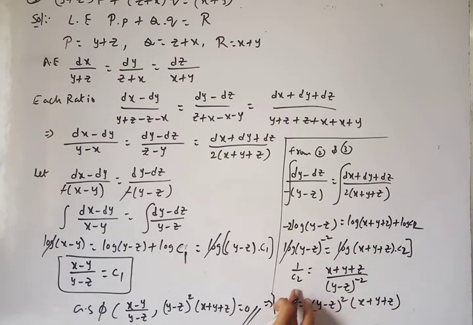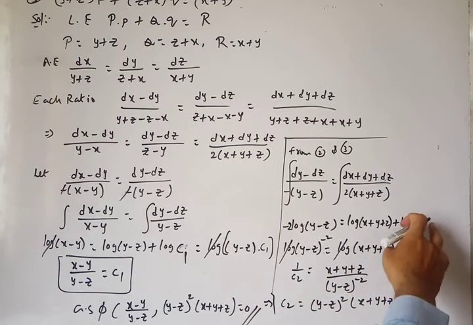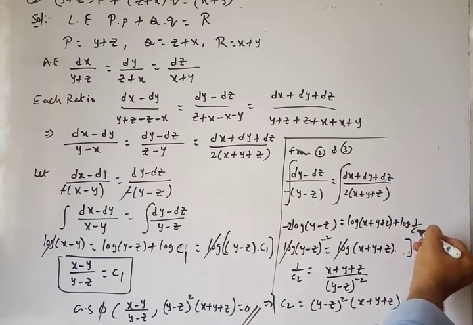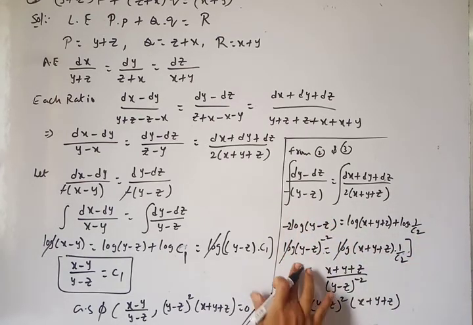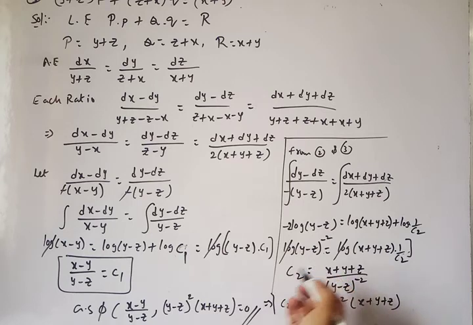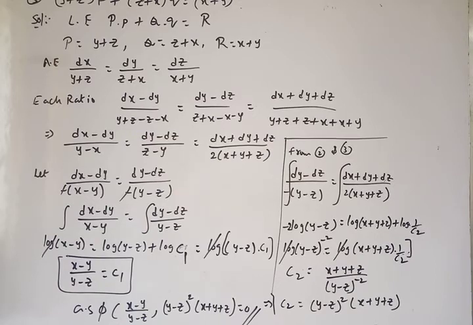Now you can take capital C2, you can take anything. Otherwise you write 1 by c2, no problem. This becomes 1 by c2, then c2 will come this side. Like this also you can solve. Constants we can take according to our convenience. We can write any constant, don't worry. So like this you need to solve this Lagrange's equation.